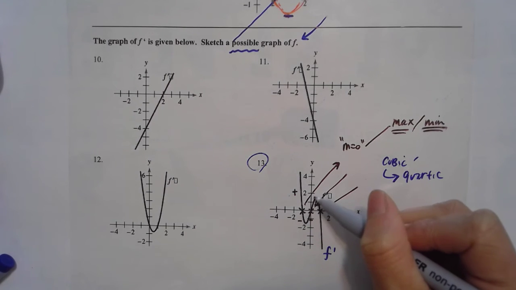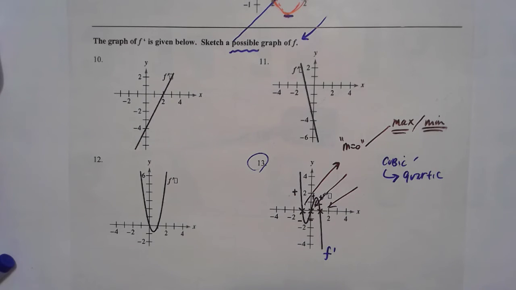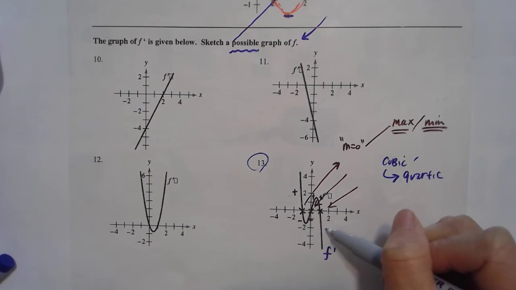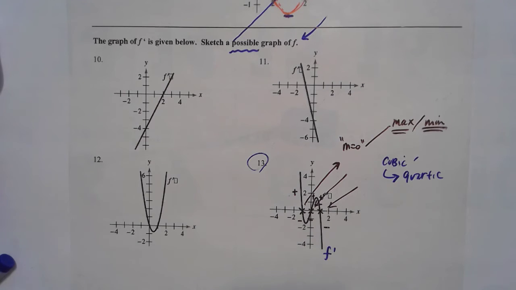Now, from here to here, it was positive. That means it was increasing from here to here. And then from here and on, it's negative. It's decreasing from here to here. So all those things you've got to keep in mind, okay?